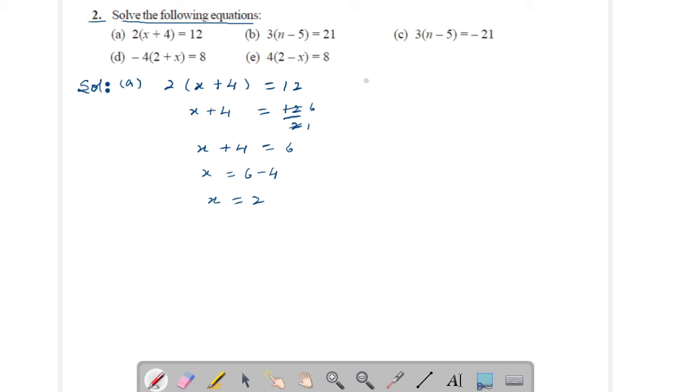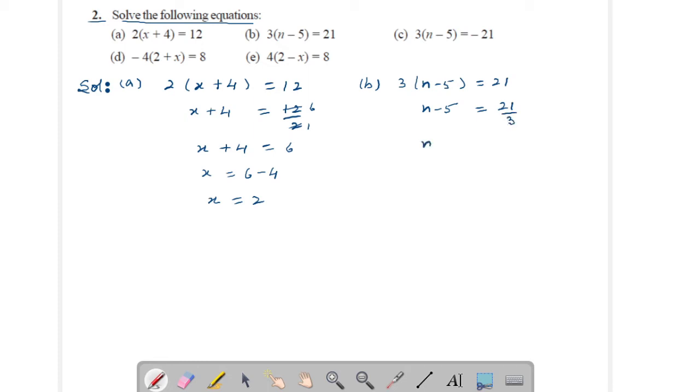Now come to B part. It is 3 within the bracket n minus 5 equal to 21. Here transpose 3 to right hand side. Here 3 is multiplied, it will be divided. So this can be written as n minus 5 equal to 21 upon 3.